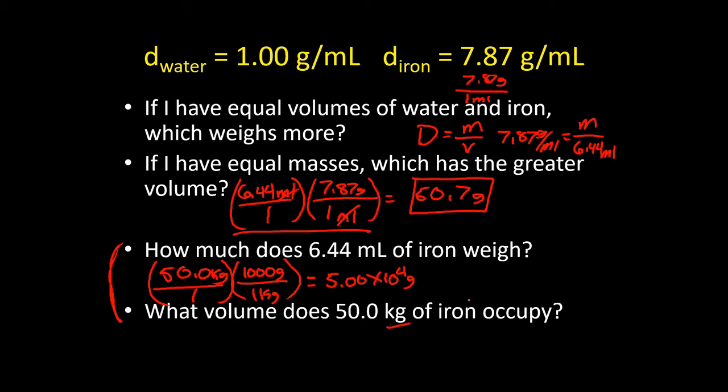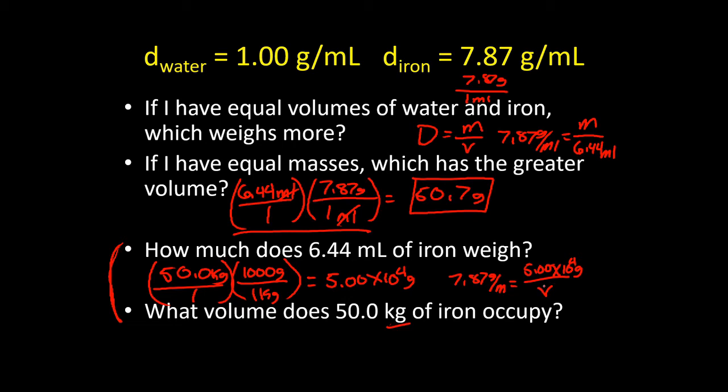And so actually, why don't we go ahead and solve this the second way here. So the density is 7.87 grams per mL. We are trying to find the volume, and we know that the mass is 5.00 times 10 to the 4 grams. We're going to have a little bit more complicated algebra here.